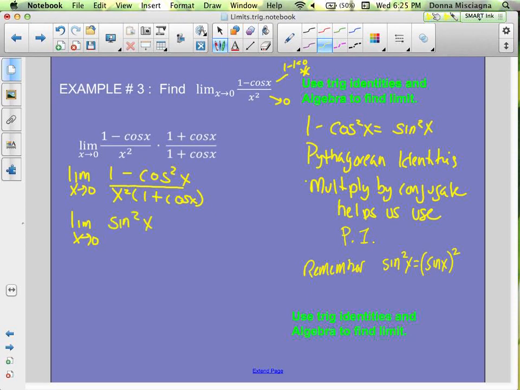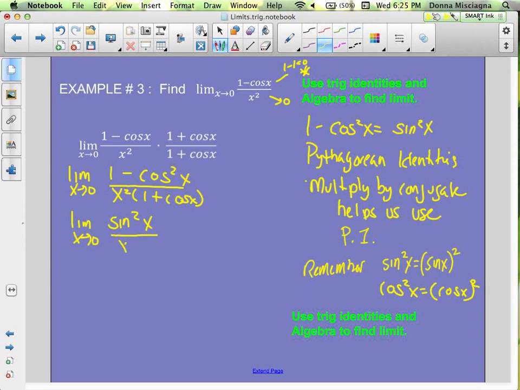Now we can use our sine rule. And just a little reminder there, remember sine squared x means sine x all squared. The same thing with cosine squared x, it means cosine x all squared. We just put the square in between there as just a notation. All right, so we have sine and sine, we know we have a special rule there we can apply thanks to the sandwich theorem, and that's easy to work with.